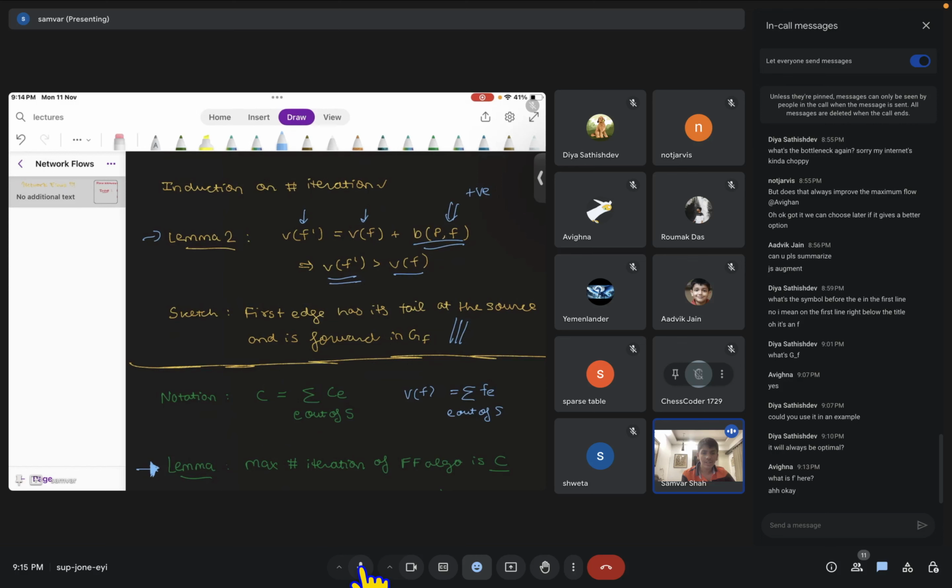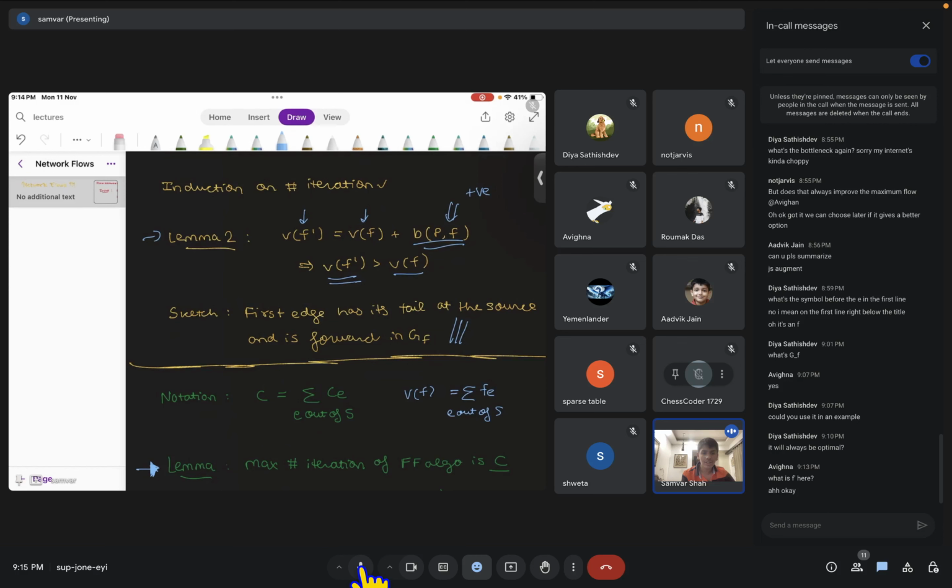But I like the theory. So the max number of iterations for Ford Fulkerson is capital C, and that gives us that the runtime is O of n plus m times C, because finding an S to T path with BFS would be n plus m. Augmenting is O of n.